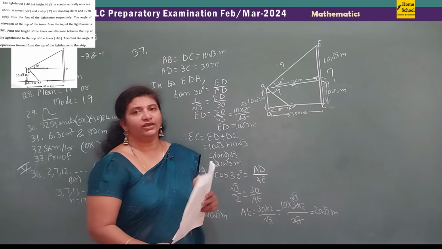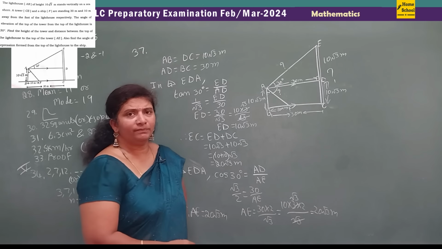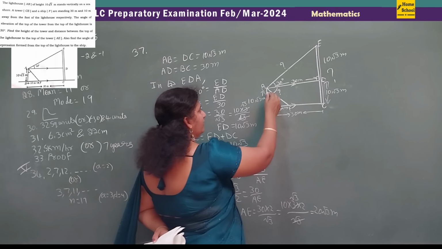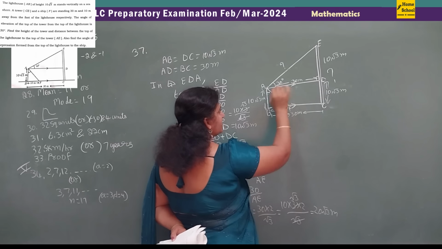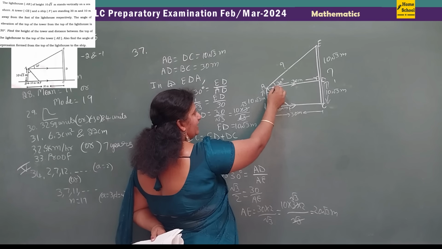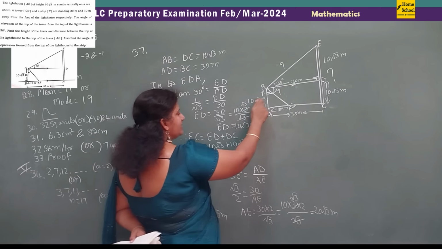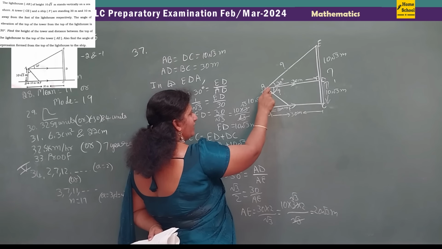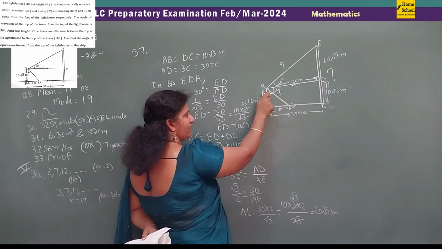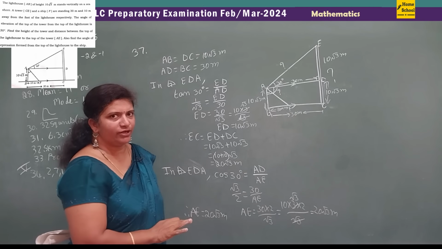And finally, you need to find angle of depression. How can I find angle of depression? Observe here. This you can see as a rectangle, right? This angle is 90 degree. This angle is 90 degree. By using these two, if you are able to find this angle, in 90 if you subtract this, you are going to get the depression angle. In many ways you can do this.